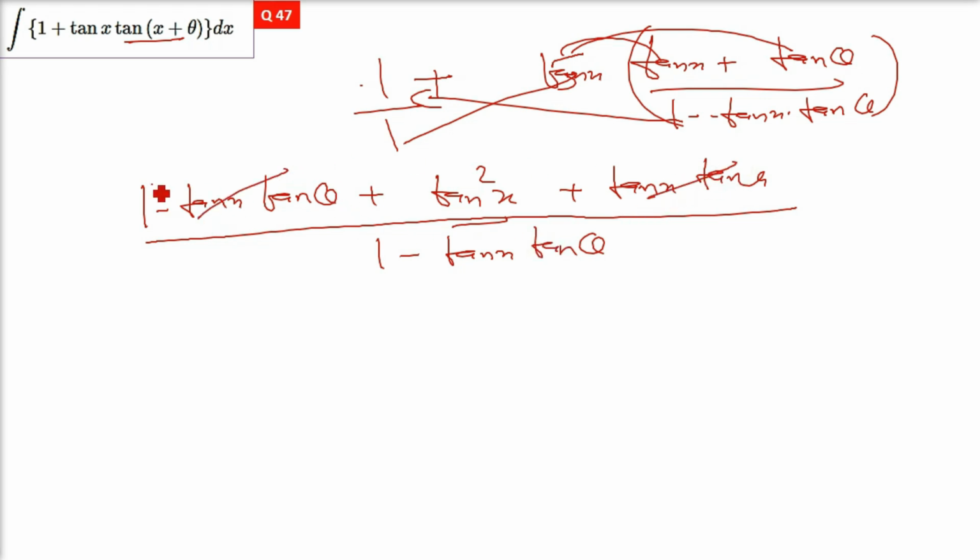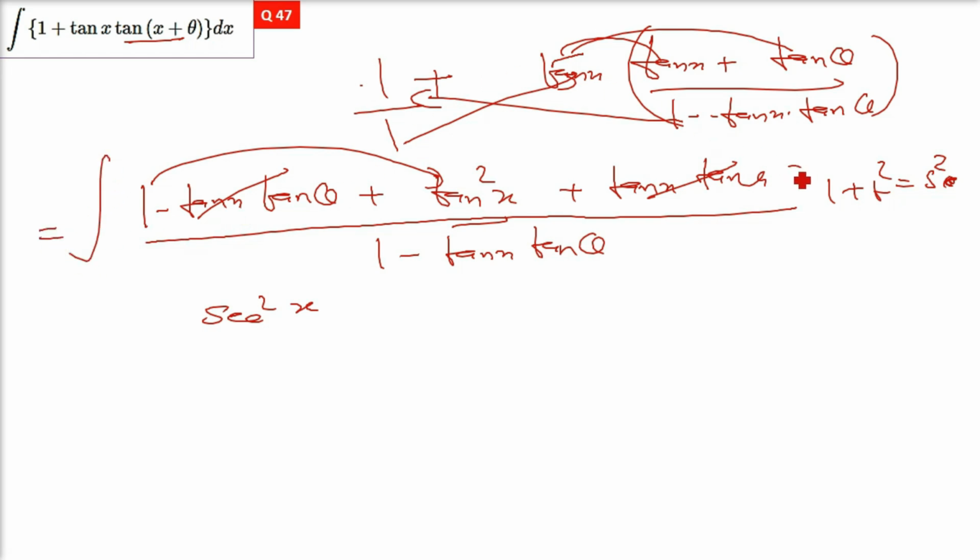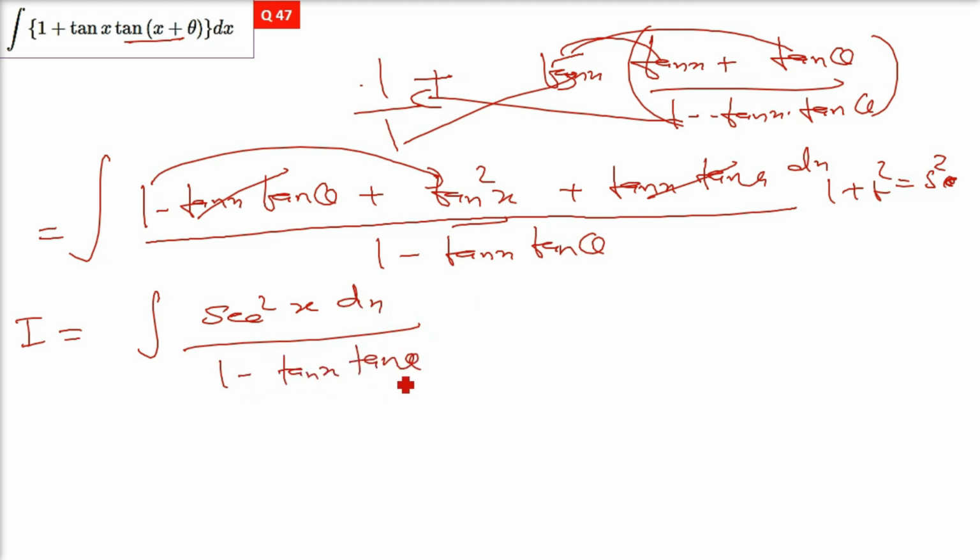And also 1 plus tan square theta is sec square theta. So you can just replace this 1 plus tan square theta by sec square theta. So the numerator becomes sec square theta, or sec square x, not theta. Sorry, I must correct myself, because here tan theta is a constant, tan x is a variable. So sec square x dx divided by 1 minus tan x into tan theta. Now tan theta is constant, so don't worry about that.